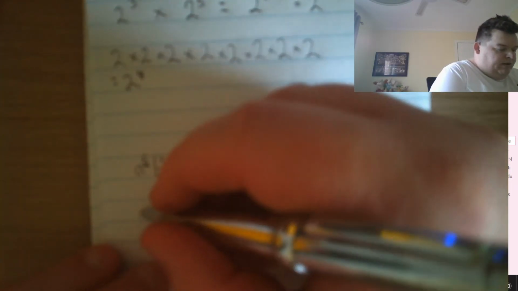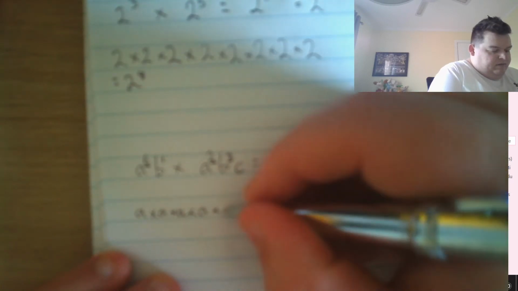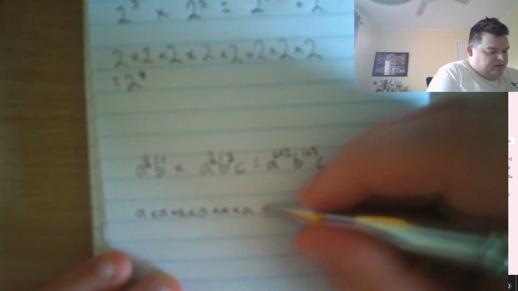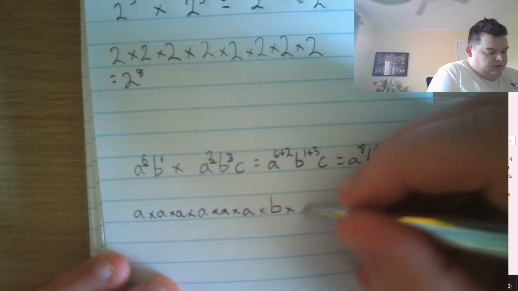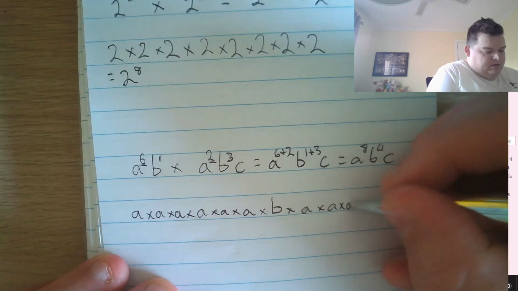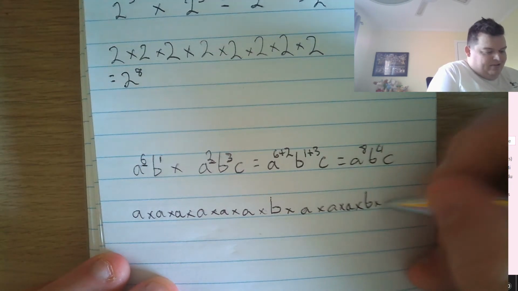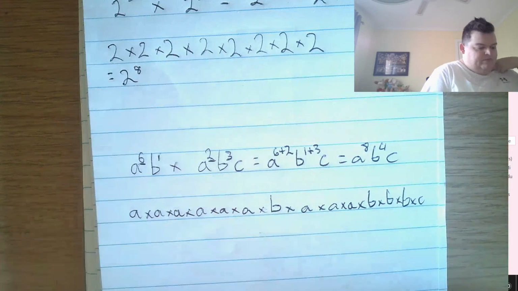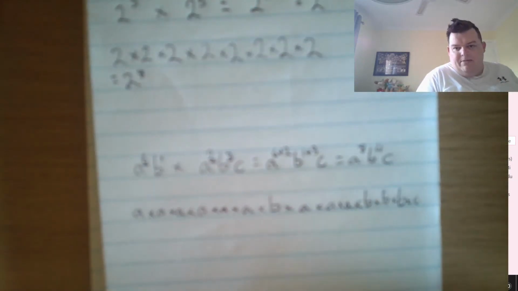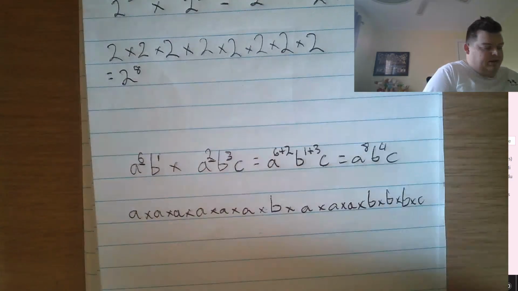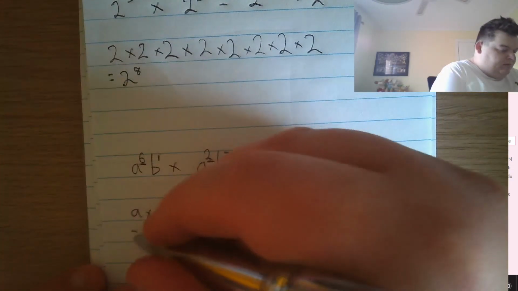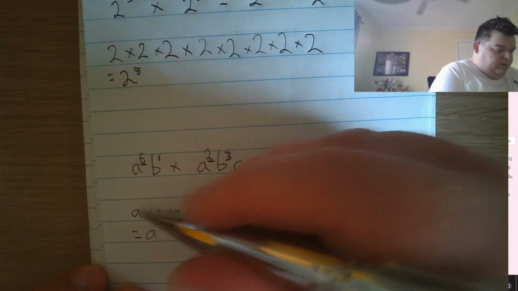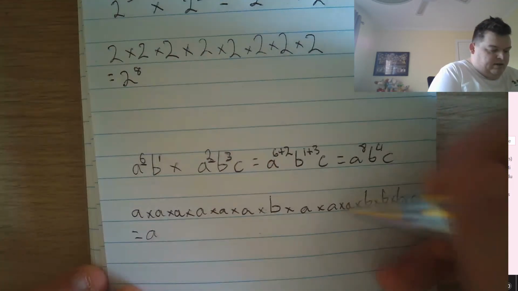And we check out and see if this works by writing this out in its extended form. So there's 6 A's, 1 B, 3 more A's, 2 B's. Oh, so it's 3 B's, and then a C. Right? And then all I'm doing is just counting up how many of each of them are, and hopefully it matches what we've got here. So for A's, I have 1, 2, 3, 4, 5, 6, 7, 8, 9.